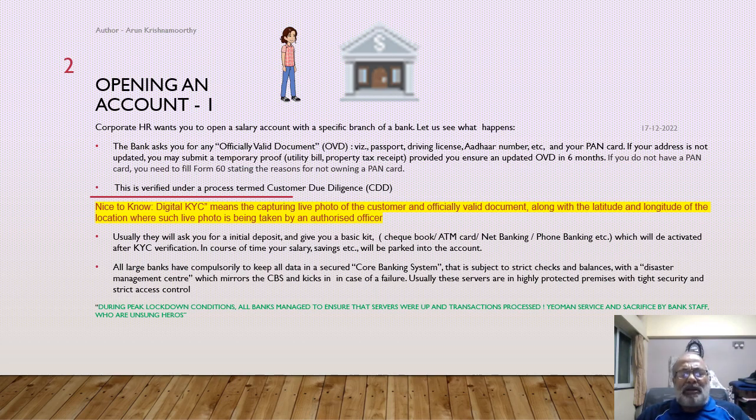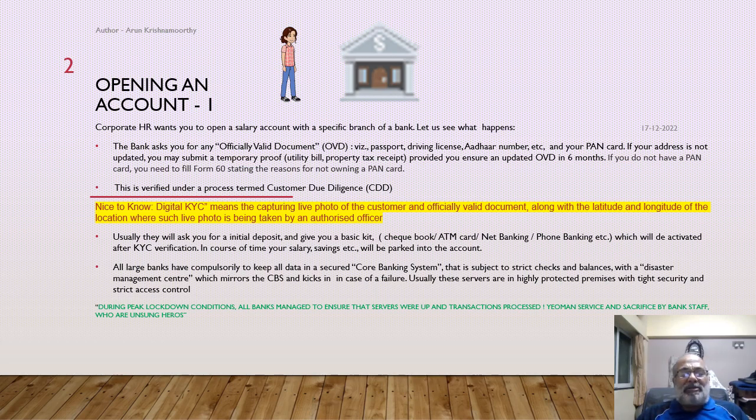Now, this OVD is something mandated by the Reserve Bank of India, and you have to submit it even though you have a letter of introduction from your employers, who probably enjoy a very large banking relationship with that particular branch. But you still have to submit this OVD as per Reserve Bank of India requirements. And in case the address on your Aadhaar card or your passport is not the same as where you actually stay, you will have to provide a temporary proof of address such as a utility bill or property tax receipt, and ensure that this is updated in your officially valid document within 6 months. And if you don't have a PAN, you have to fill in a particular form stating the reasons for not having a PAN.